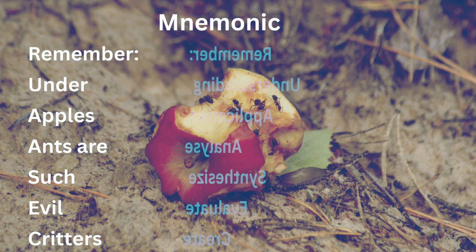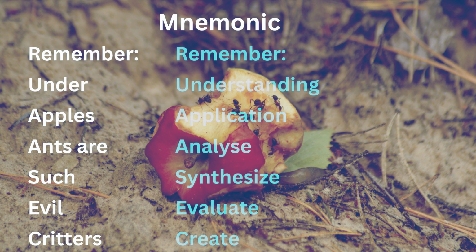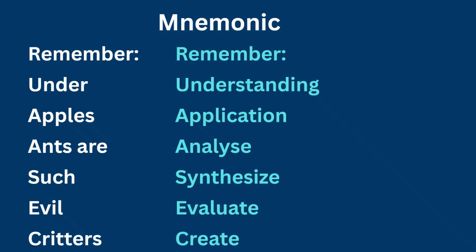So I came across this mnemonic for the levels. Remember, level 1 is remember, level 2 is understanding, level 3 application, level 4 analysis, level 5 synthesis, level 6 evaluation, and level 7 create. And your mnemonic is: remember, under apples, ants are such evil critters. It's kind of useful and a bit kooky.